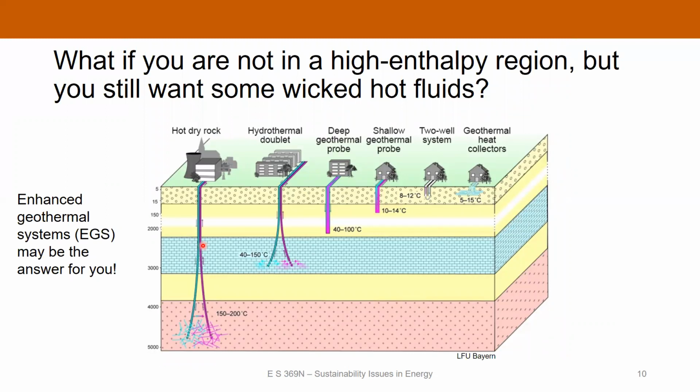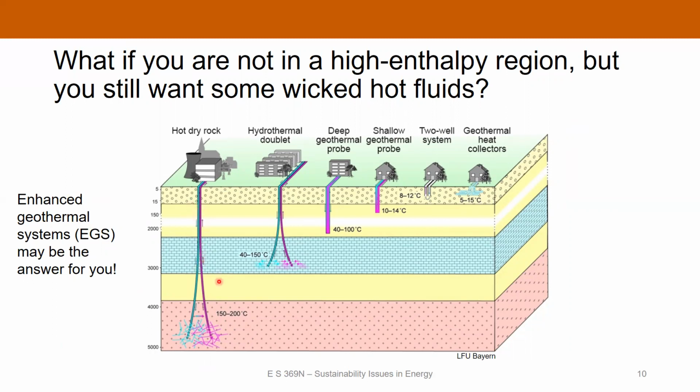Okay, now what if you're not fortunate enough to be located in a high enthalpy region, but you still want to generate electricity with some really, really hot fluids? That means you have to drill really deep to get access to those fluids, like 150 to 200 degrees Celsius, we're talking. So in this case, you're going to want to look at enhanced geothermal systems.